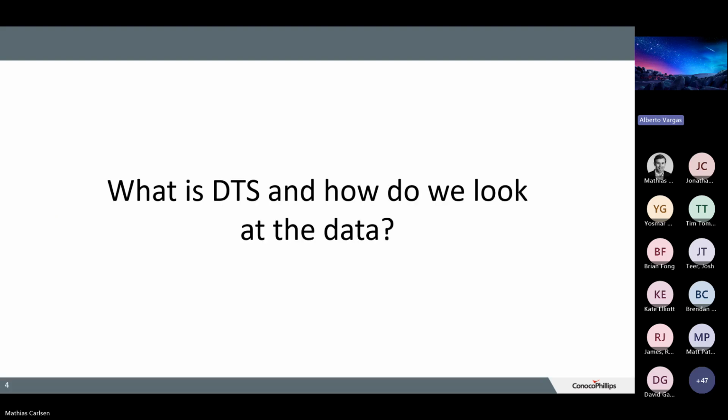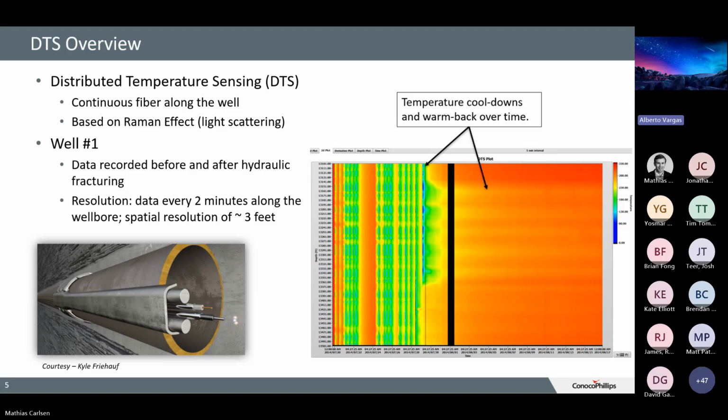So what is DTS, if you haven't heard that before, and how do we look at this data? Distributed temperature sensing. There are many people in our company who are much more knowledgeable about DTS and DAS. We have a good team who really does this on a lot of our wells. But essentially, you're measuring temperature along the wellbore. You can see this picture here, a nice picture from my colleague, Kyle Freehoff. It's got a blast protector around some of the fiber. That's going to be important later.